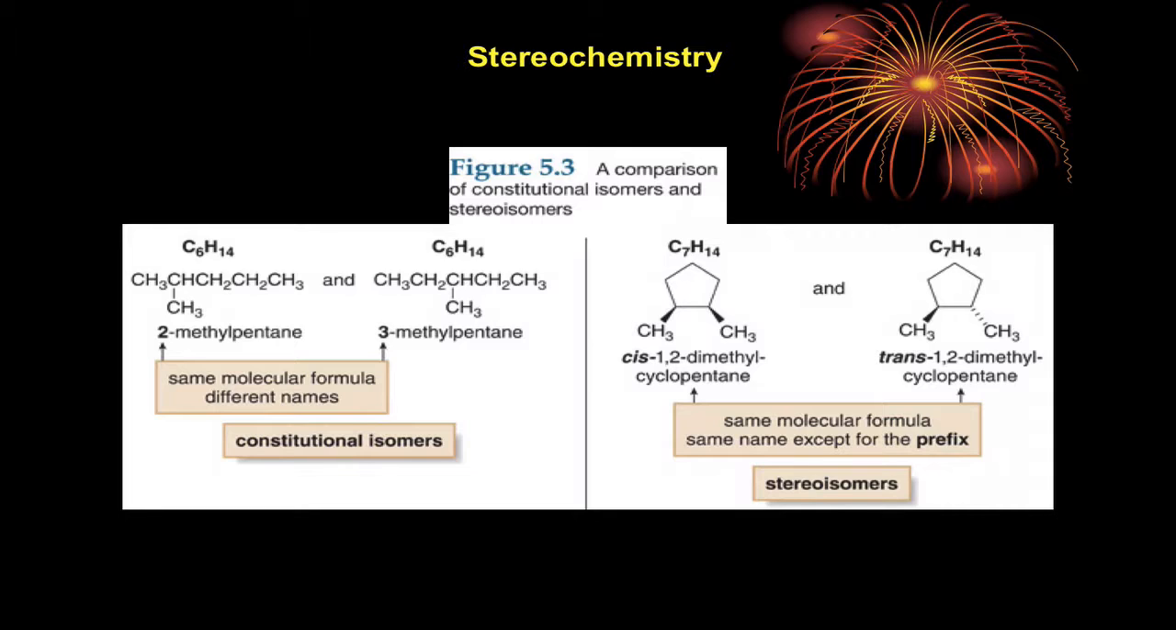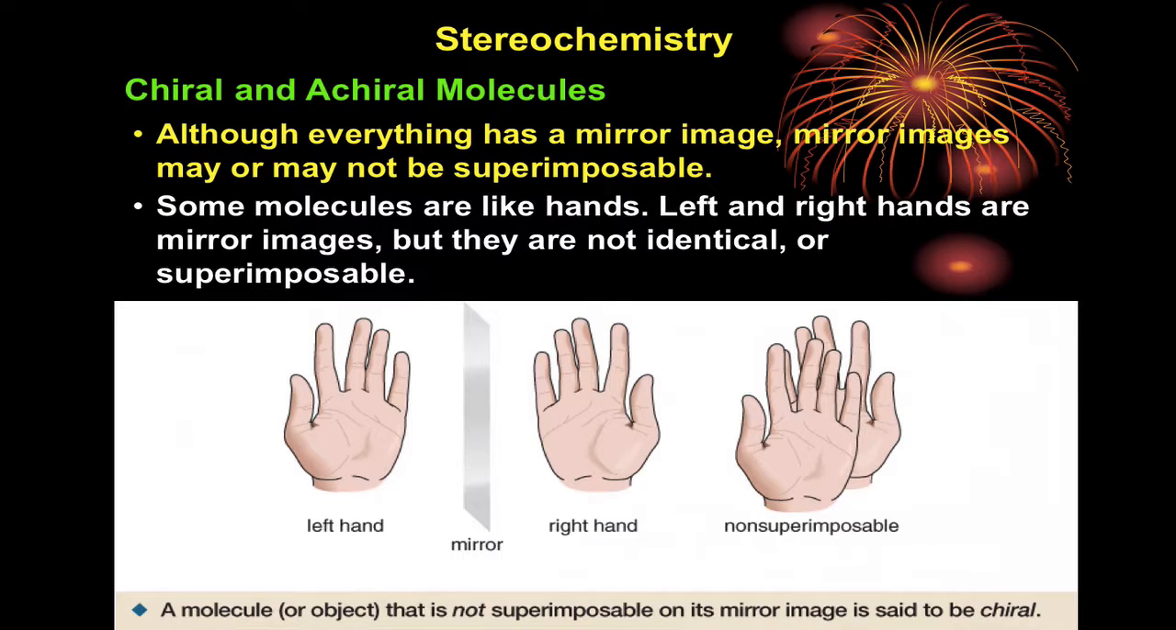So if we look at 2-methylpentane versus 3-methylpentane, we can tell that those are clearly constitutional isomers, right? Very easy to do because they have a different name. If we look at our pair on the right, we see that these are stereoisomers. They have exactly the same name, except for the cis-trans designation. So we can clearly identify constitutional isomers versus stereoisomers based on their name. Now we need to get into chirality.